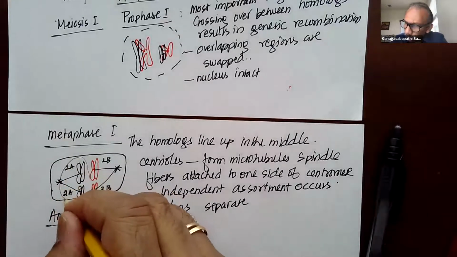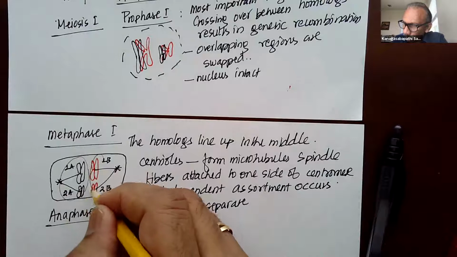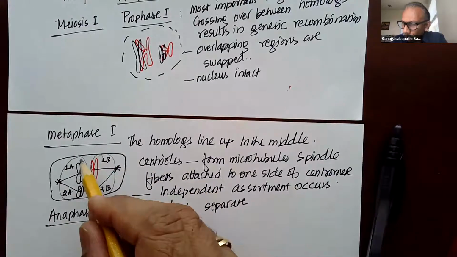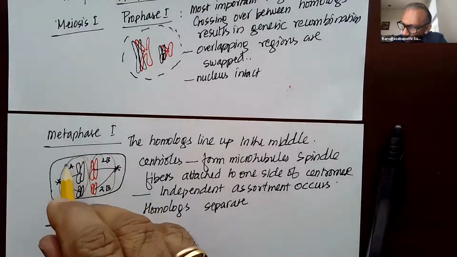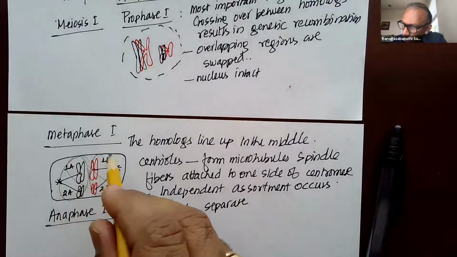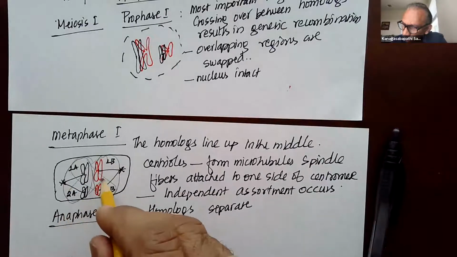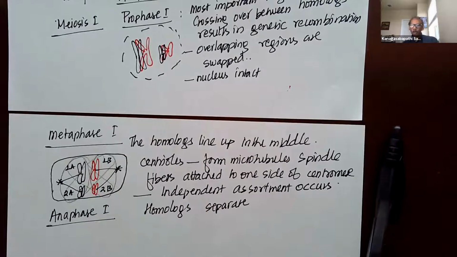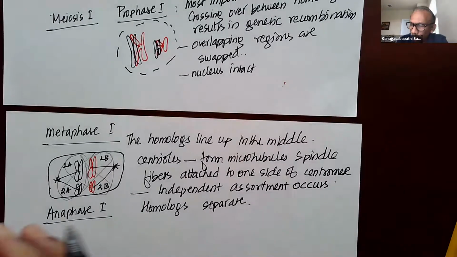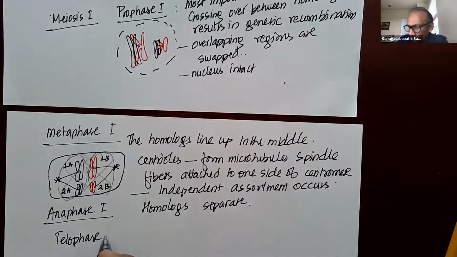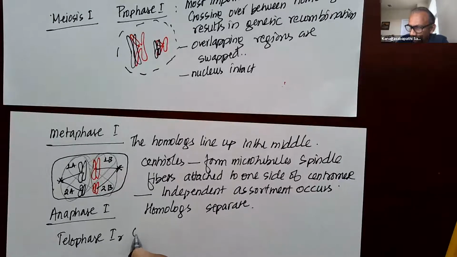1A and 2A can go to one cell, and 1B and 2B can go to the other cell, or 1A and 2B can go to one cell, and 1B and 2A can go to another cell. There are 4 possible combinations that can happen in metaphase 1. And in humans, you have 2 to the power of 23 possible combinations. Okay, so the next thing that happens is telophase 1 and cytokinesis.